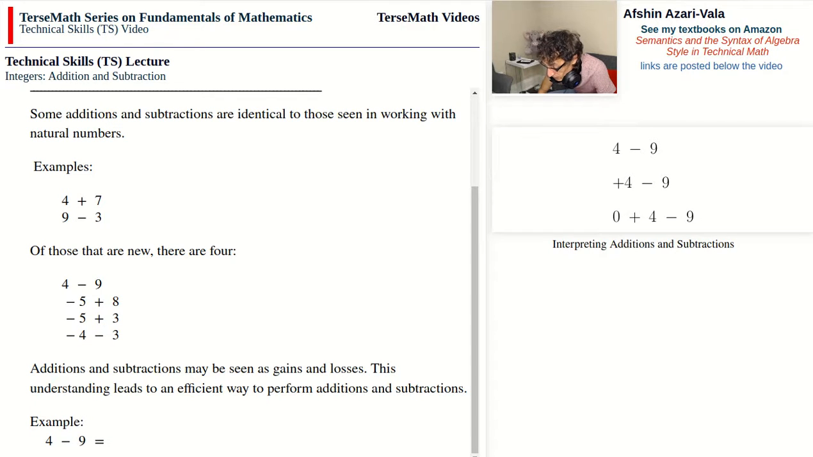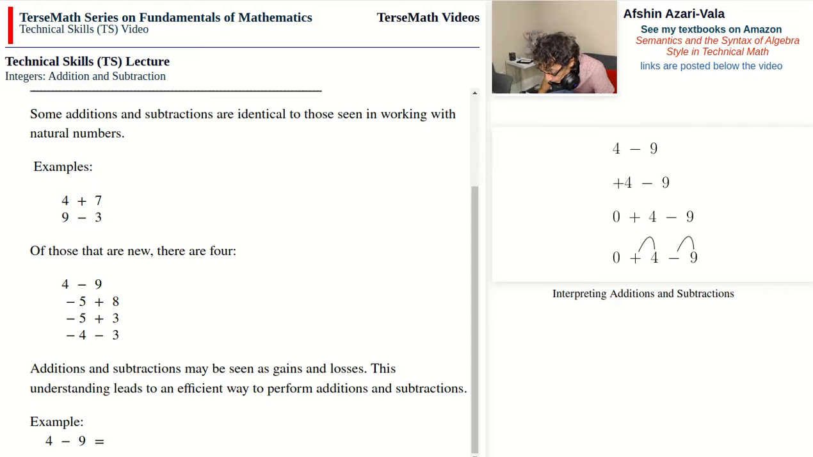We can think of this as 0 plus 4 minus 9. And the proper view is to say that we start with 0 and then we add 4, so we have a gain of 4, as you can see from the arrow here that associates the addition to 4. We have a gain of 4 followed by a loss of 9.